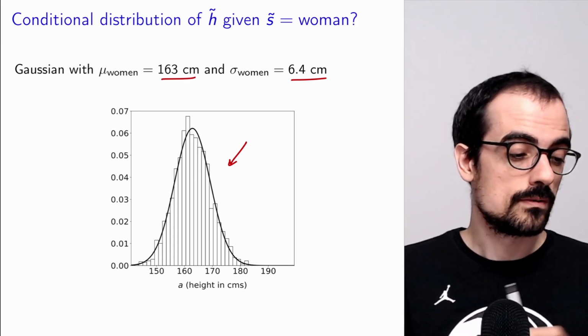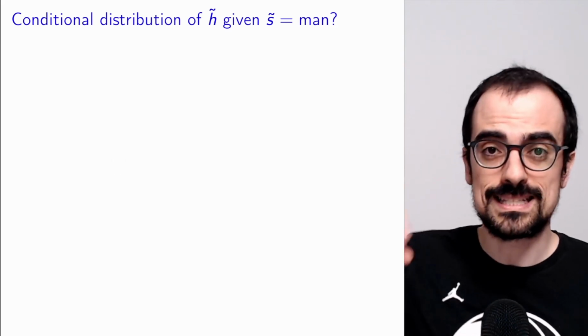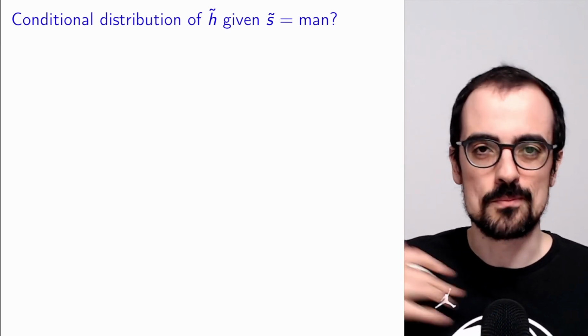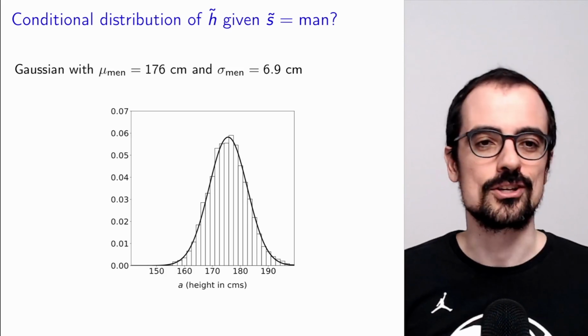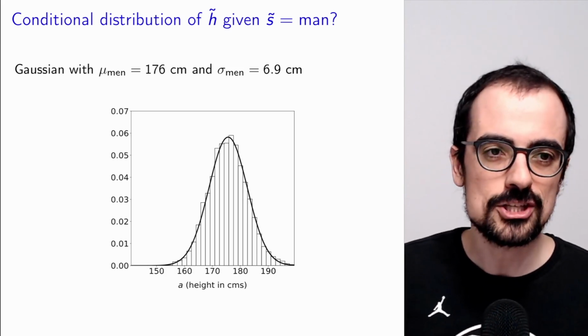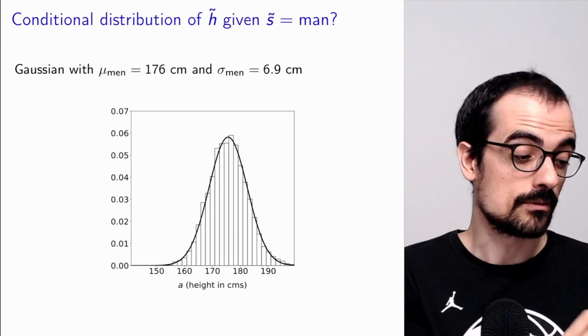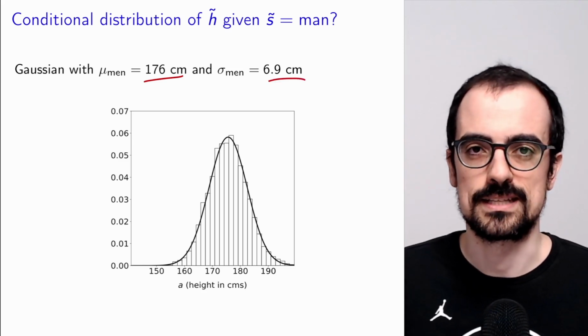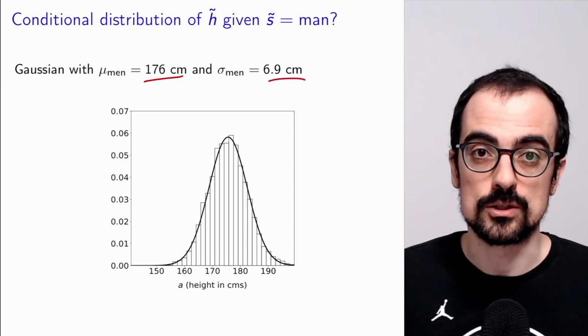What about for men? We do the same thing. We separate the men in the data, and for them separately, we compute the mean and the standard deviation using maximum likelihood estimation. The mean is higher, it's 176 centimeters. The standard deviation is a little bit higher, 7 centimeters. And again, the fit is very good.